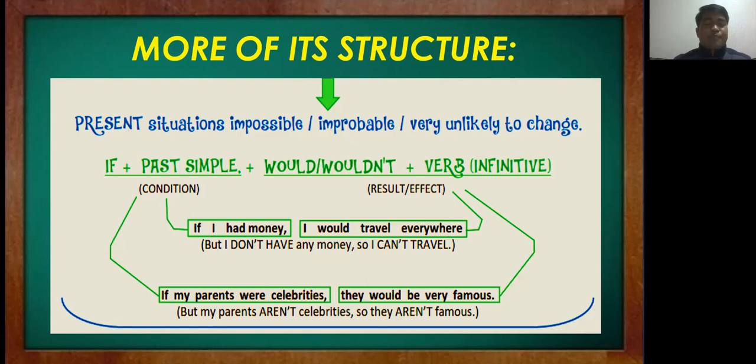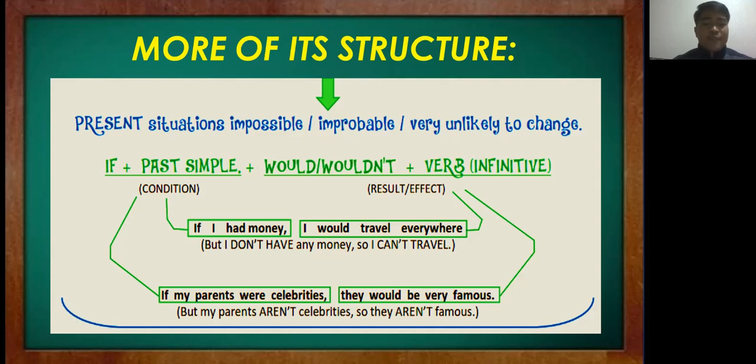So let's take this example. If I had money, comma, no comma, wrong. Definitely put a comma after you state your condition. If I had money, I would travel everywhere. So you see, right after if we use the past simple form of the verb had, and then you use would in your main clause, then the base form of the verb travel, would travel.